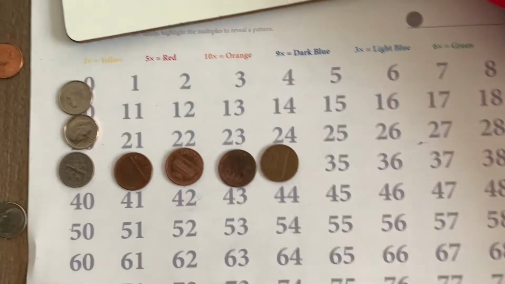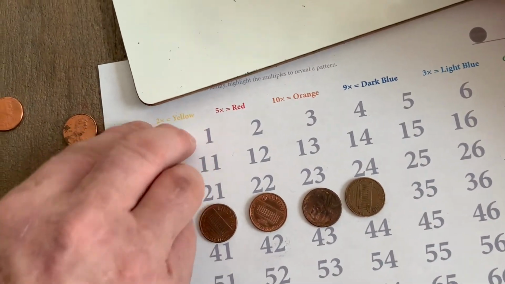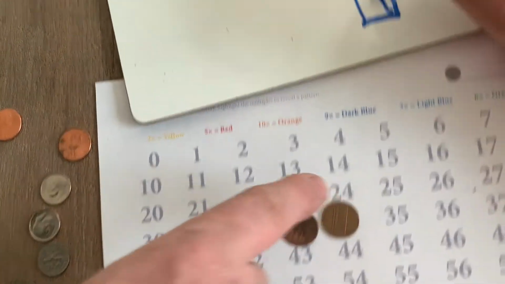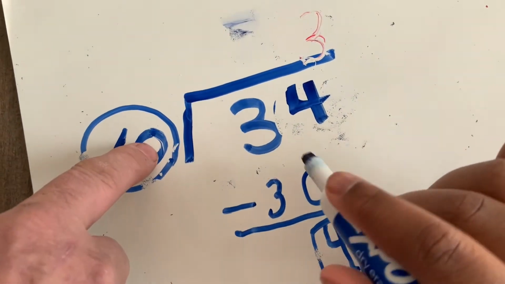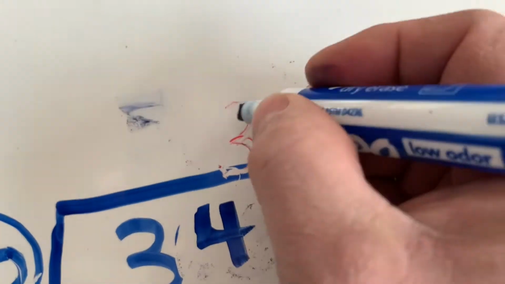So we're looking at this stuff. How many tens did we get out? 3. That was 30 cents. How much more do we have still to be divided up? 4. And it takes 10 to make a whole. Can you put that in? Here's your 3.